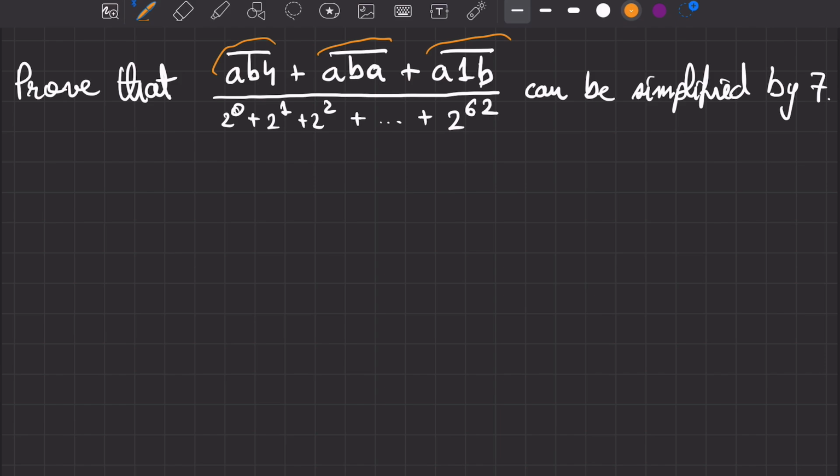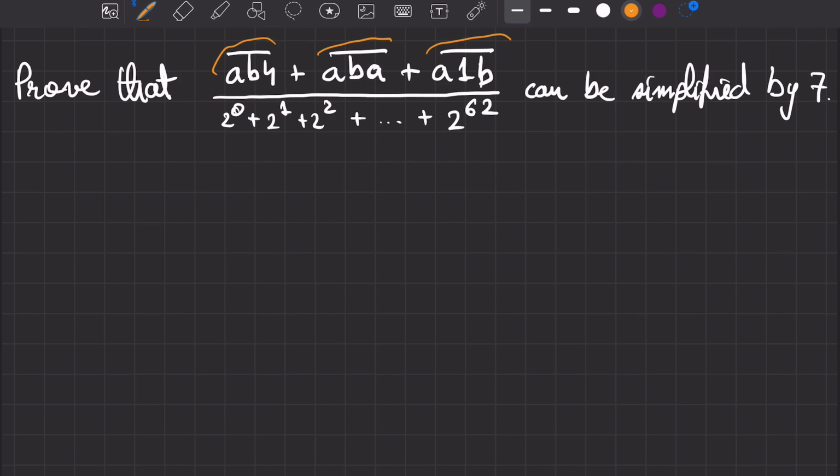The idea is to somehow write this fraction as 7 multiplied by a number, let's say alpha, divided by another number, 7 multiplied by beta. This is the first idea that comes into our heads, to somehow write this fraction in this way so that we can simplify both terms by 7. So let's find a way to do this.